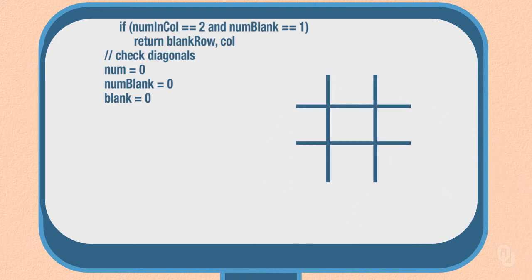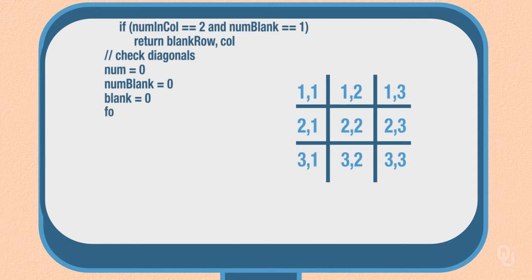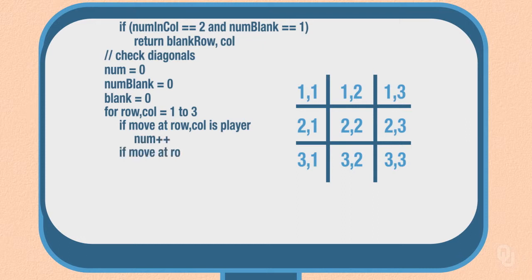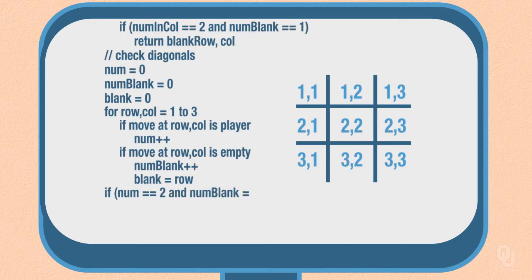And I'm going to look through the 1, 1, 2, 2, 3, 3, and the way I'm going to do that is to say there's a for loop that is for row and column that both go together from 1 to 3. And look and see if the move at 1, 1, for example, is the player, then you increment the num. And if it's empty, you increment the number that are blank and you save a pointer to that row. You say blank is row. And then at the very end of that check, you say, well, were there 2 of that player? If num equals 2, and 1 blank, if num blank equals 1, then return that.